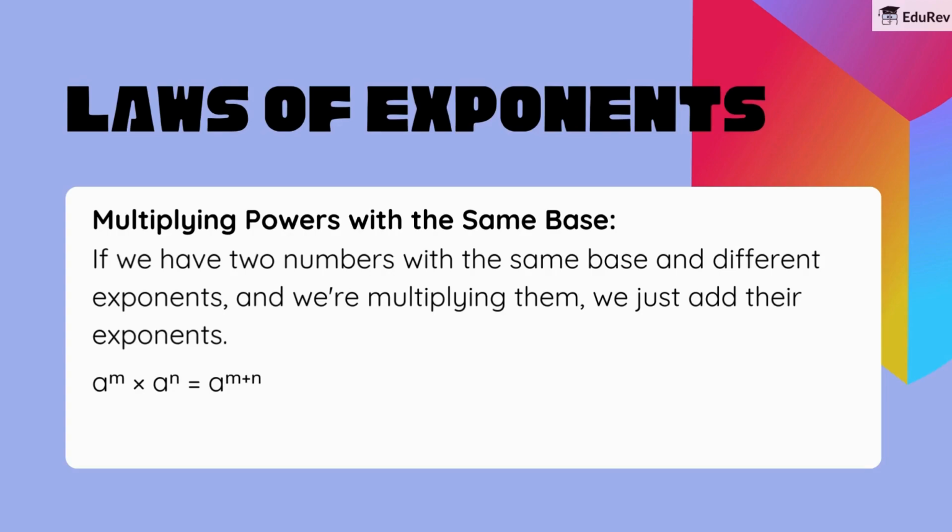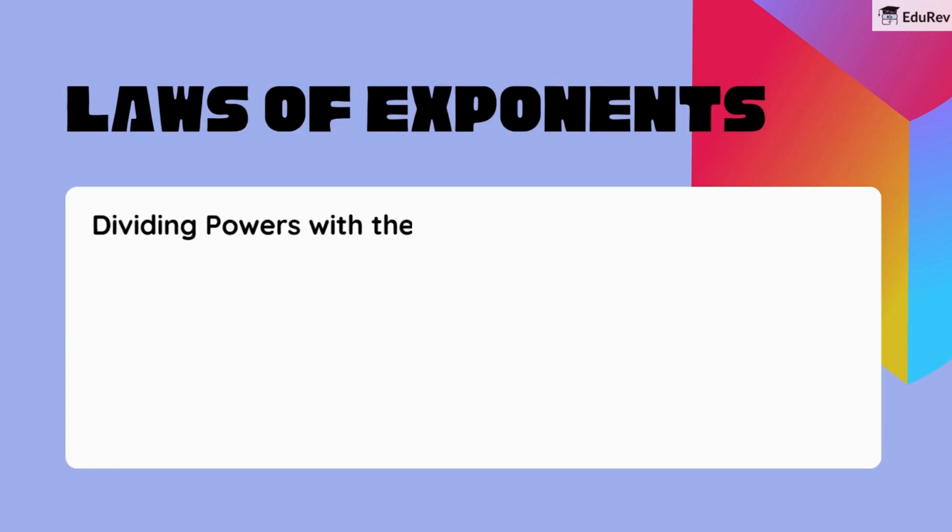of m plus n. For example, if 3 to the power of 5 is multiplied by 3 to the power of 9, we simply write 3 to the power of 5 plus 9, that is 3 to the power of 14. Pretty cool, right? The next law is about dividing powers with the same base.